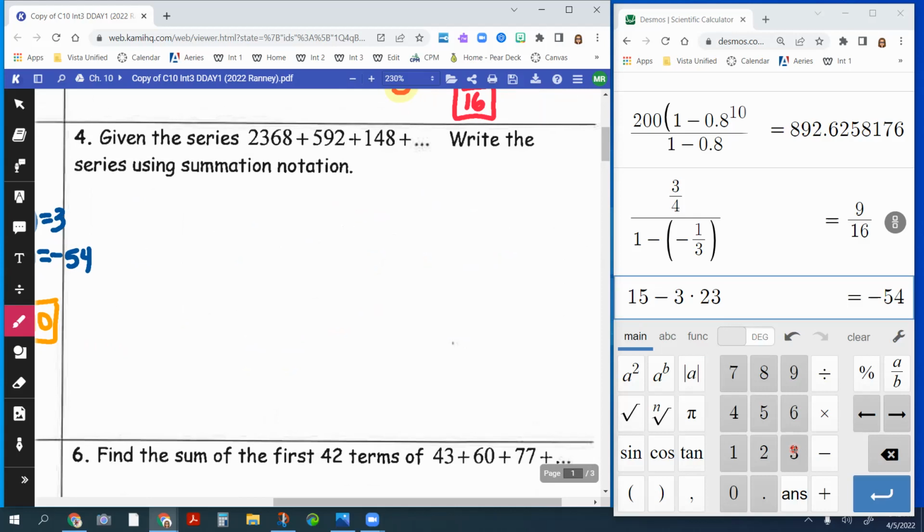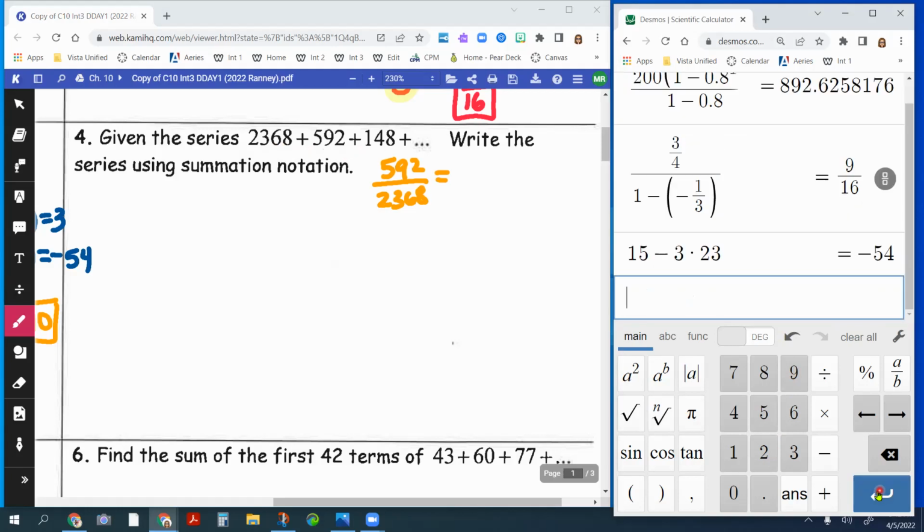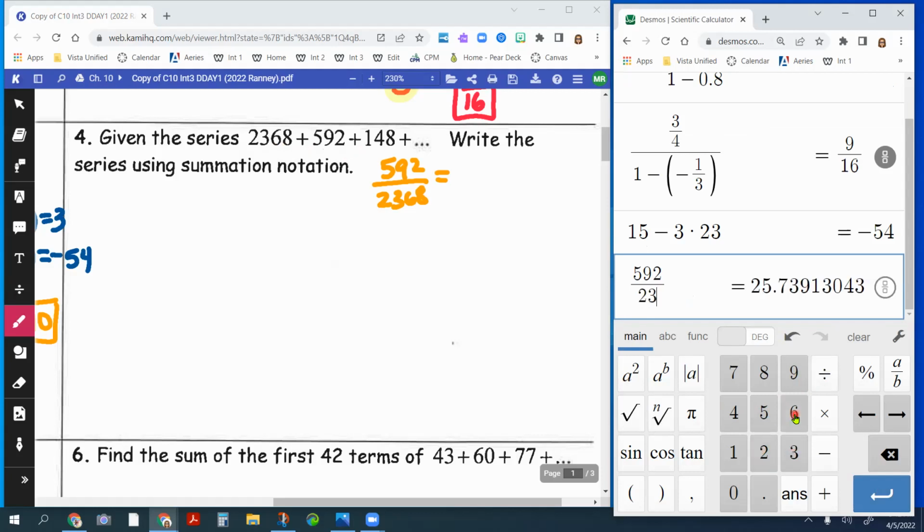On number 4, given the series here, we want to write the series using summation notation. So when I am doing this, I'm not subtracting, because subtracting from here to here is definitely going to be different from subtracting from here to here. So I'm thinking that we're dividing. So I'm going to take 592 divided by 2,368. I'm going to do the second divided by the first to see what I times the first one by to get the second. So when I do that, 592 divided by 2,368, I got 0.25. I'm timesing by 0.25 or 1/4.